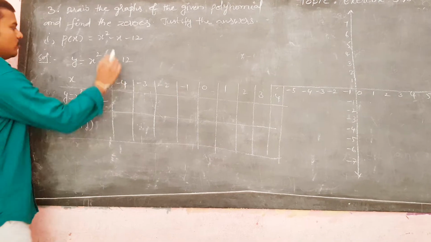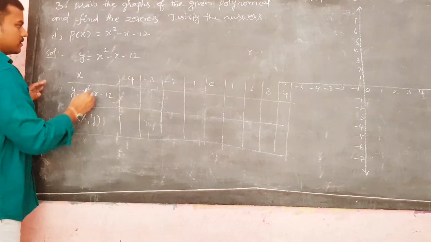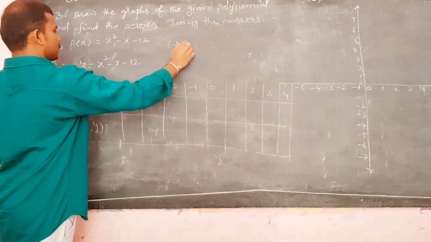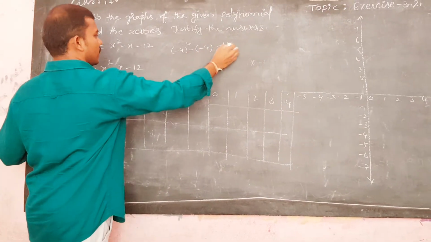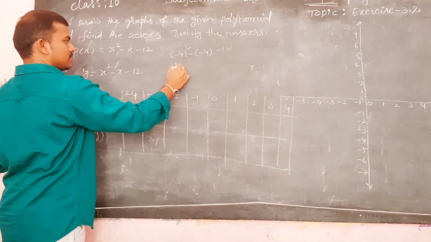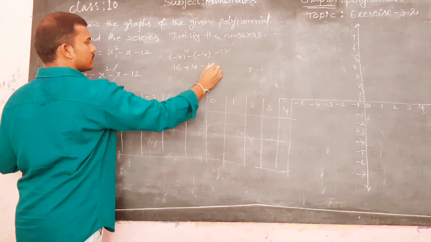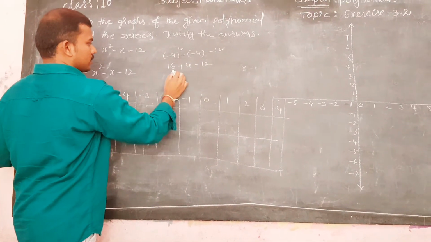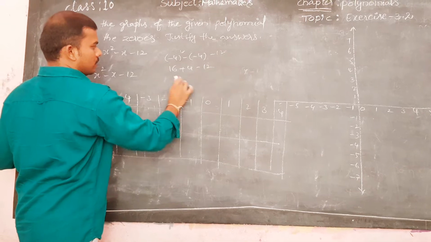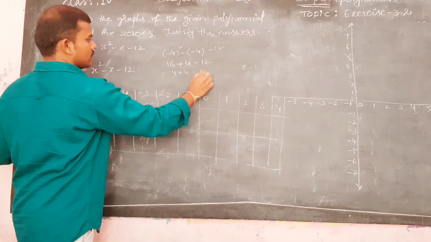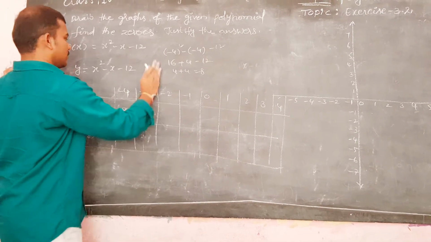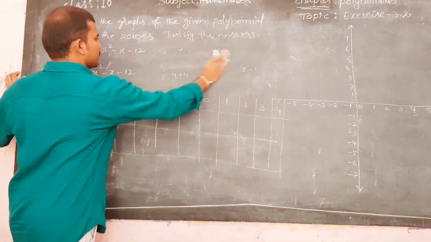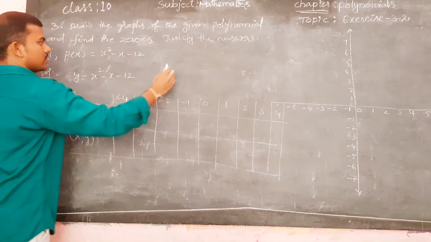So minus 4, substitute in place of x: minus 4 whole square, minus into minus 4, minus 12. Minus 4 square means 16 plus 4 minus 12. 16 minus 12, 4 plus 4, that is equal to 8. So here 8.